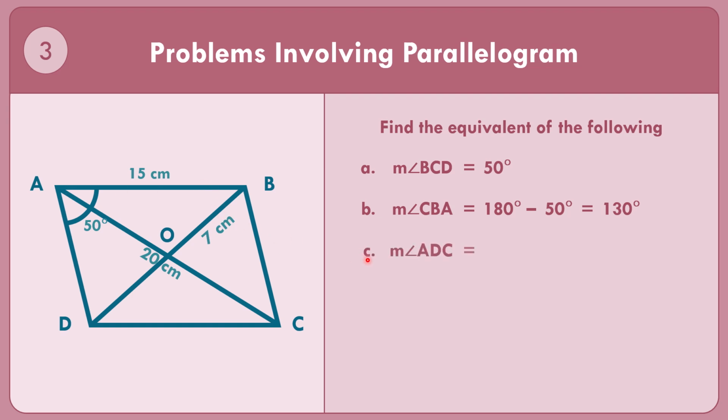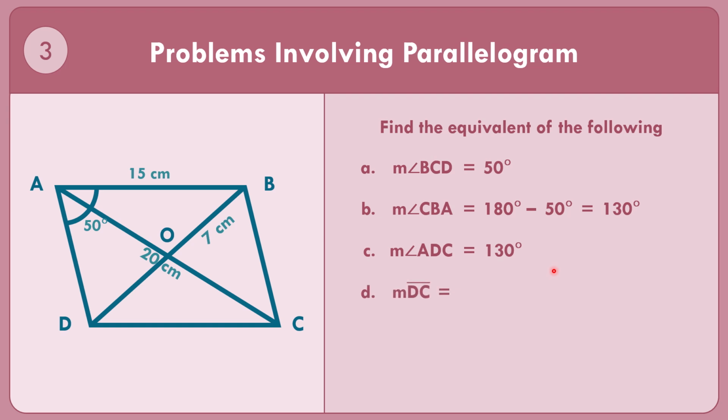How about letter C? The measurement of angle ABC. If the measure of angle B is 130 degrees, opposite angles are congruent. So it means angle D is also equal to 130 degrees. What could be the measurement of angle ADC? So this is angle ADC. Angle D is 130 degrees. It means the measurement of angle ADC is also equal to 130 degrees.